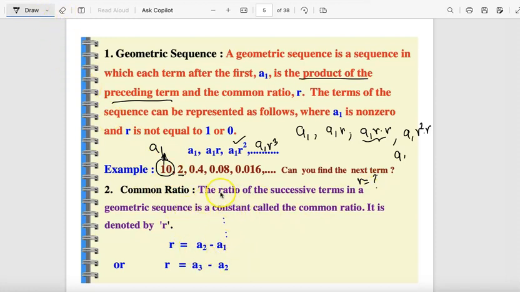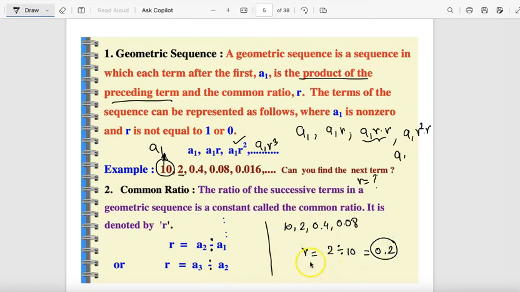So what is your common ratio? The ratio of the successive terms in a geometric sequence is a constant which is called the common ratio. It is denoted by r. So this should be read as r is equal to a2 divided by a1, and r is equal to a3 divided by a2. So when I come back to this question over here, where our geometric sequence was like this, how will you find your r? R is your a2 divided by a1. So this is your a2 divided by a1. When you do this, your answer will be 0.2.